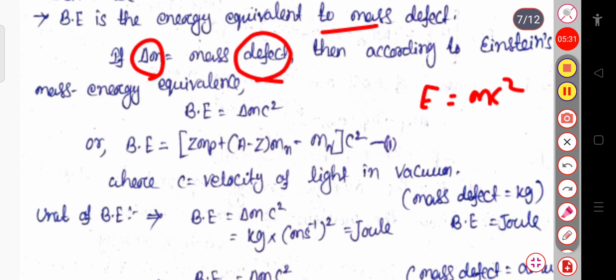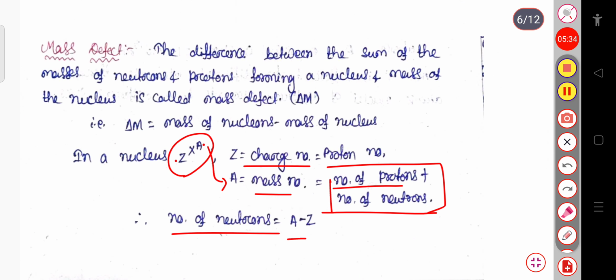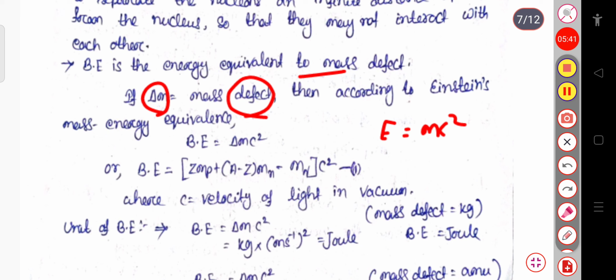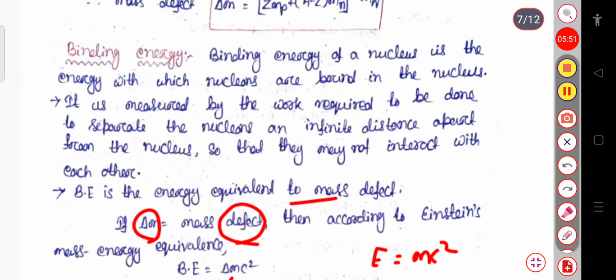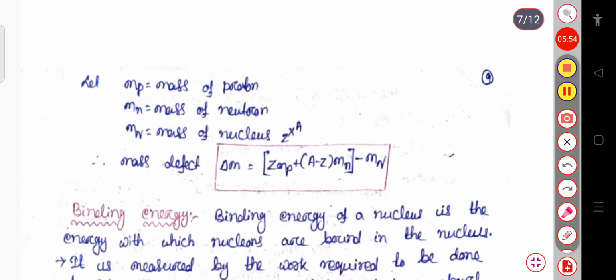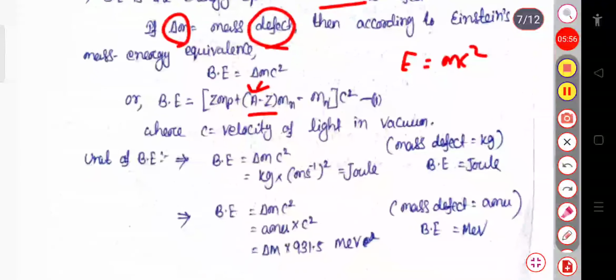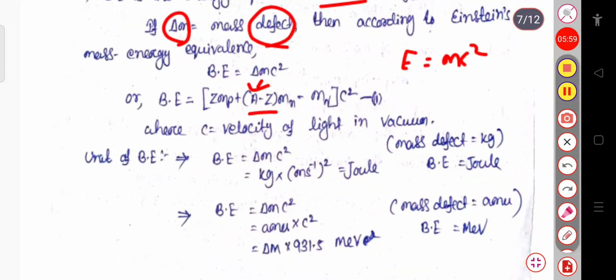This is the difference between the sum of the masses of the neutrons and protons forming a nucleus and the mass of the nucleus. So now you can see the binding energy can be written by substituting the value of delta m: [Zmp + (A − Z)mn − M] whole into c². This gives your binding energy, where c is the velocity of light in vacuum. So this is the binding energy relation, delta m c².